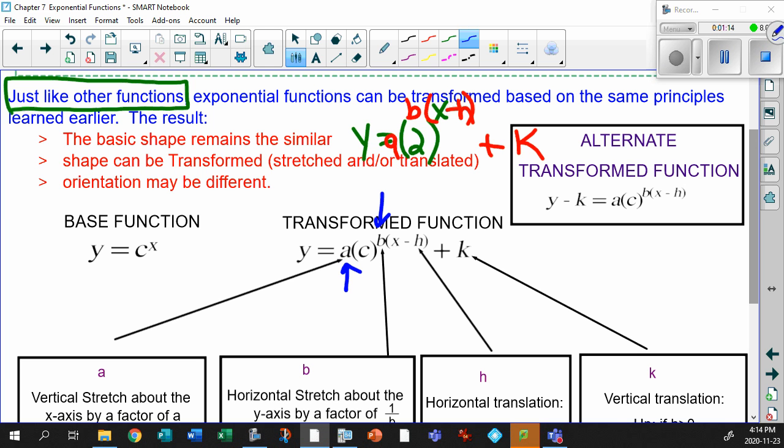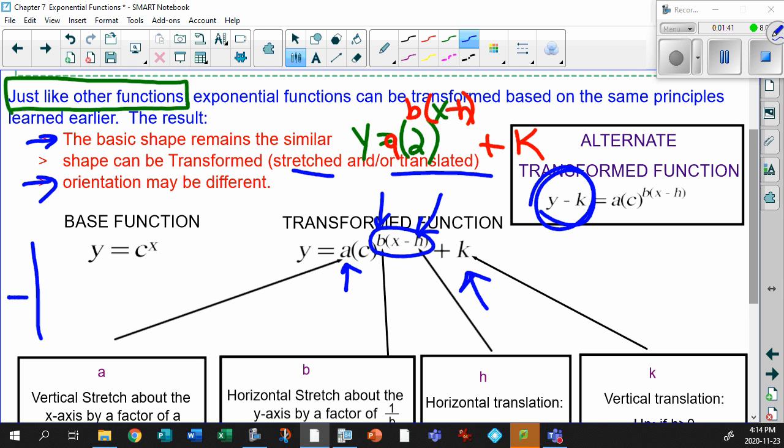There's the horizontal emphasis right there, the b value and the h value. The k, of course, is the emphasis on the vertical. That's one of the reasons why the alternate formula could have the k on that side. Well, that just makes sense, right? So the basic shape remains very similar. You can stretch it or translate it. And you can even flip the darn thing if you want.